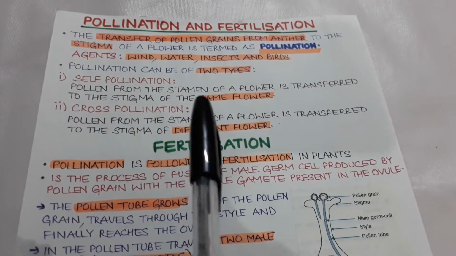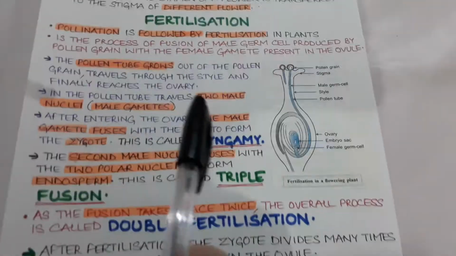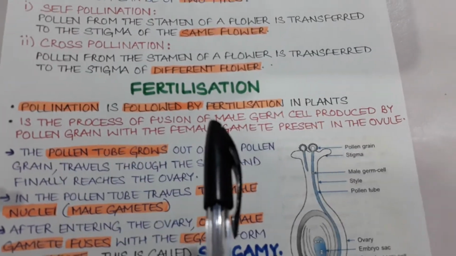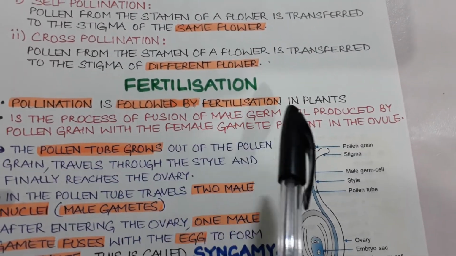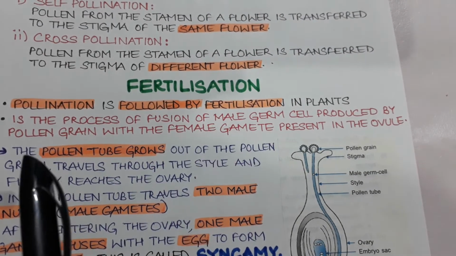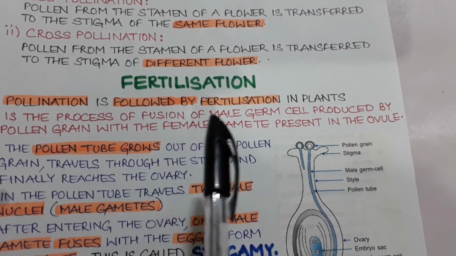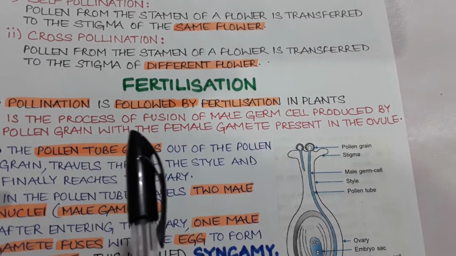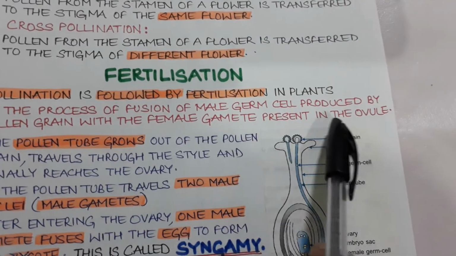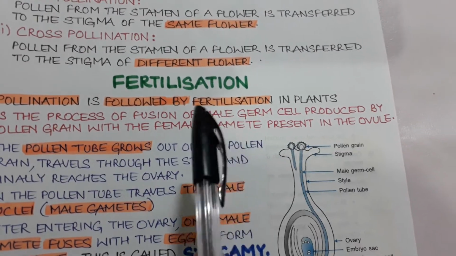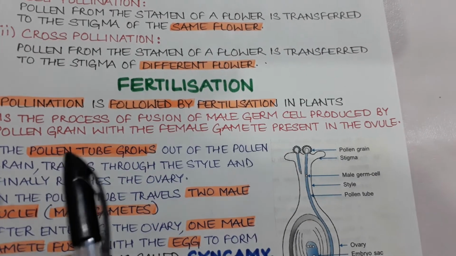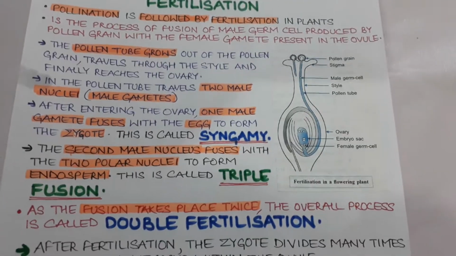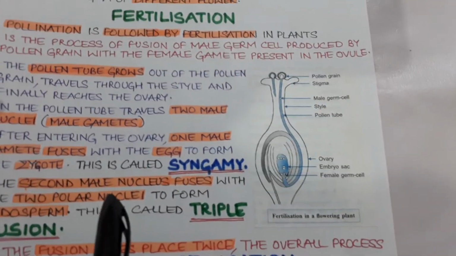After the process of pollination, the next process that is initiated is fertilization. Pollination is followed by fertilization in plants, students. What is fertilization? Fertilization is the process of fusion of the male germ cell produced by the pollen grain with the female gamete that is present in the ovule. So this fusion of the male germ cell and the female gamete is termed as fertilization. Now let's see stepwise how this process occurs, students.